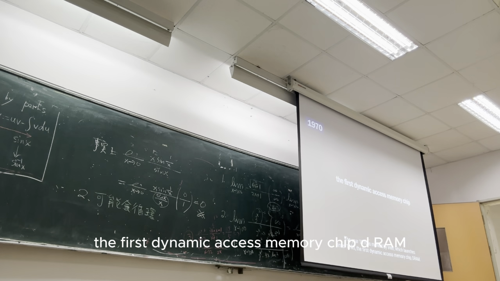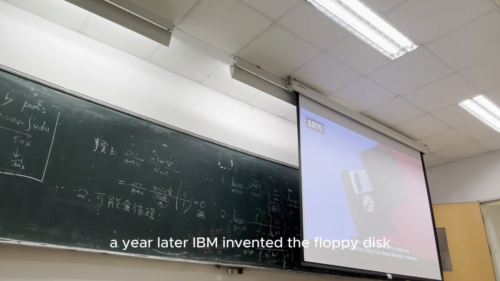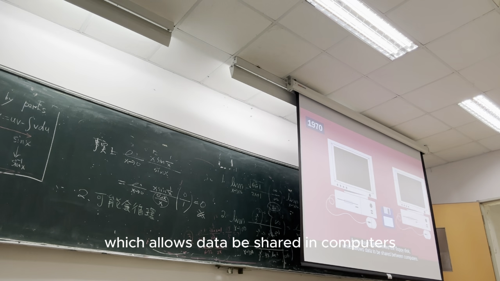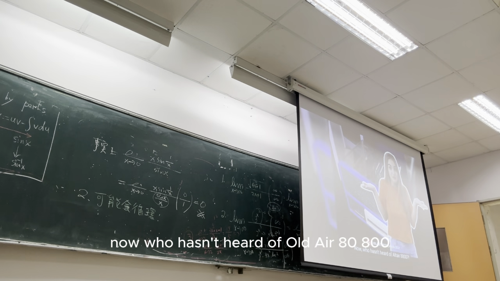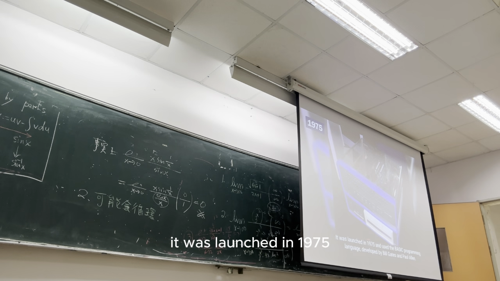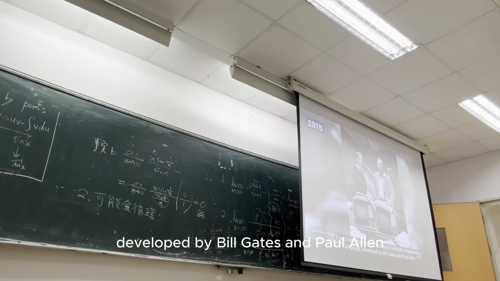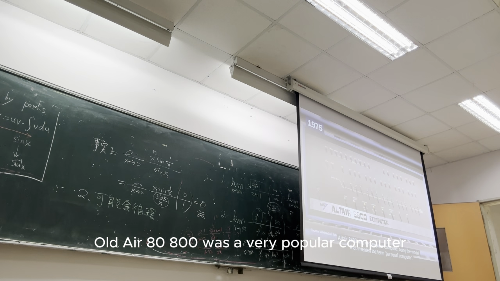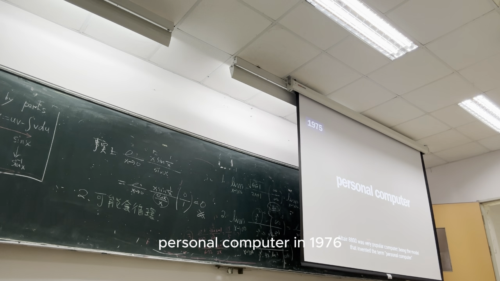The first dynamic access memory chip, DRAM. A year later, IBM invented the floppy disk, which allows data to be shared between computers. Now, who hasn't heard of Altair 8800? It was launched in 1975 and used the BASIC programming language developed by Bill Gates and Paul Allen. Altair 8800 was a very popular computer, being the model that invented the term personal computer.